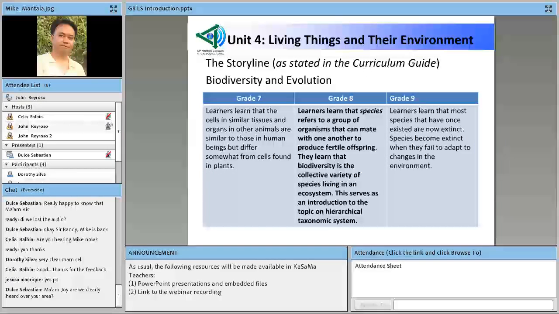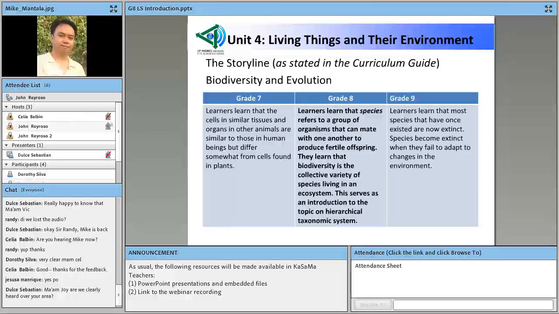And in this strand, the storyline starts from learners looking into the cells. So they would learn here that there are similar cells and that there are different cells. There are cells in similar tissues and organs in other animals and in human beings, but these differ somewhat from cells found in plants. So in grade 7, we have here a differentiation of plant and animal cells.